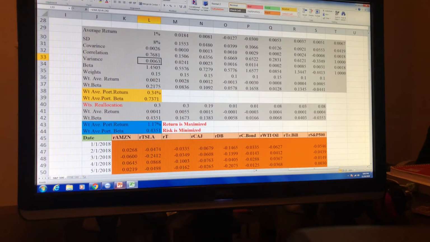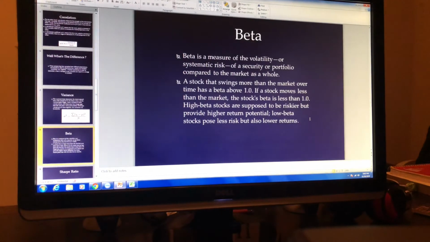Next is beta. We're going to go back to the PowerPoint slide to look at that. Beta is a measure of the volatility or systematic risk of a security or portfolio compared to the market as a whole. A stock that swings more than the market over time has a beta above 1. If the stock moves less than the market, the stock's beta is less than 1. Higher beta stocks are supposed to be riskier but provide higher return potential. Low beta stocks pose less risk but also lower returns.